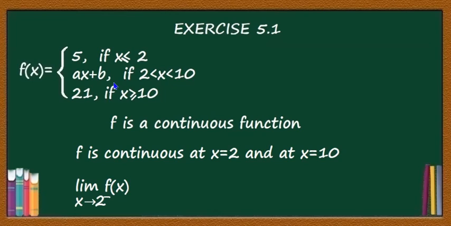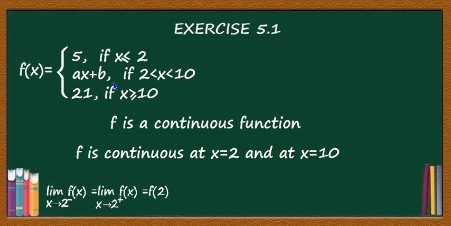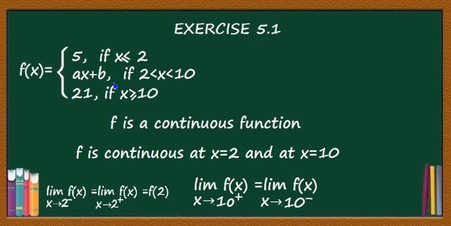Now limit x tending to 2 minus f of x is equal to limit x tending to 2 plus f of x equal to f of 2, because f of x is continuous at x equal to 2. Similarly, f of x is continuous at x equal to 10. Therefore, limit x tending to 10 plus f of x is equal to limit x tending to 10 minus f of x equal to f of 10. Let us use these two results, and you will get two equations in terms of a and b.